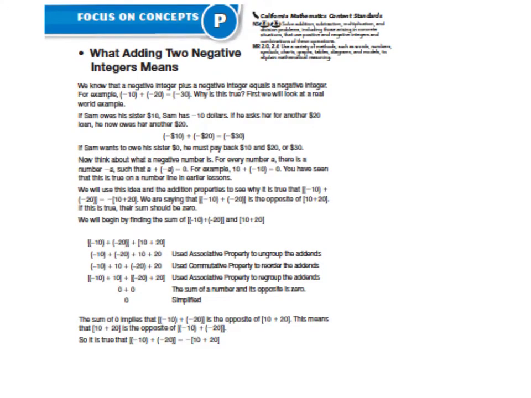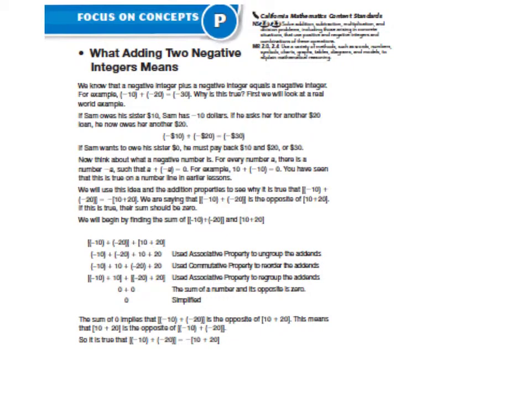Focus on concepts P. What adding two negative integers means. This concept of understanding the combining of signed numbers, or negative and positive integers, is so important that we're going to emphasize one more time the comprehension of combining negatives.